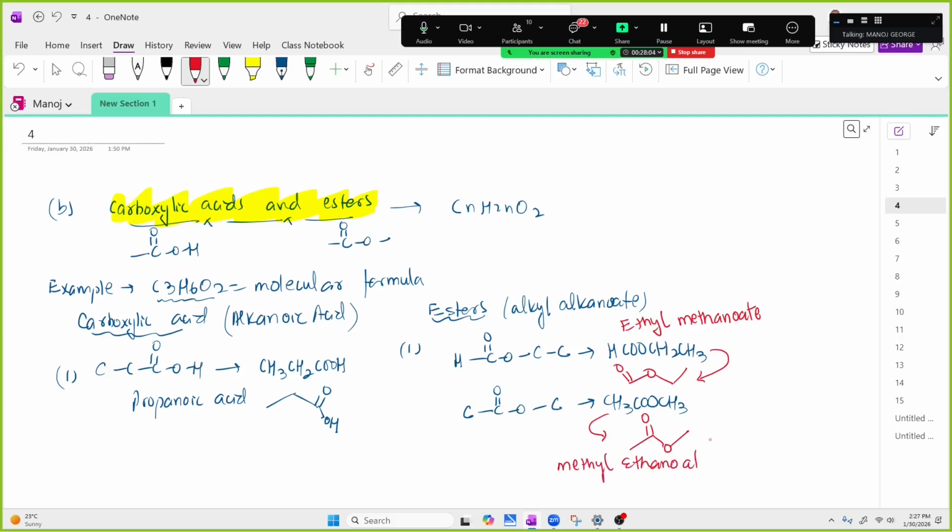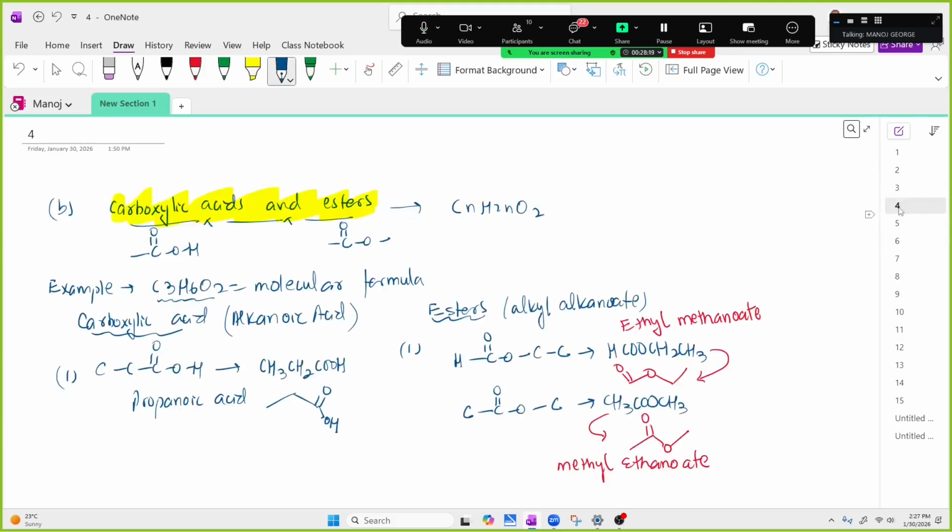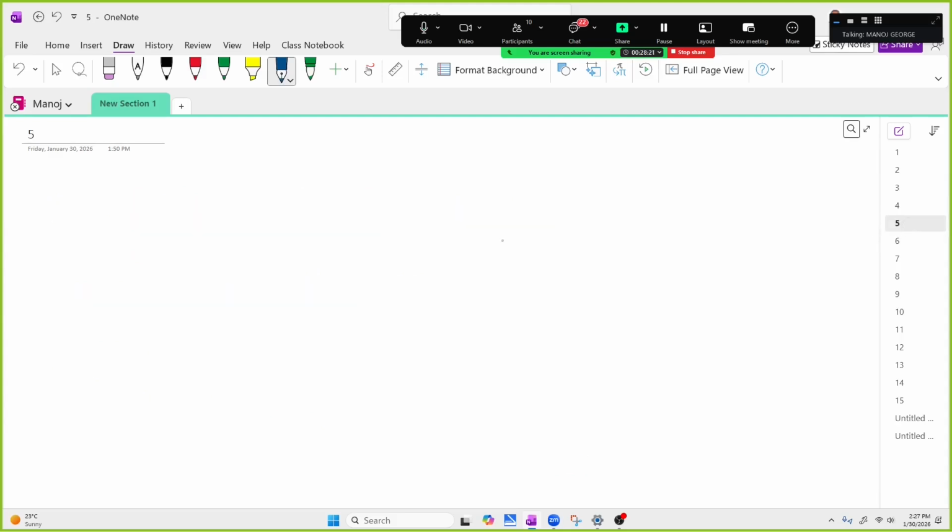Now slightly tougher question. See, this is C3H6O2. Slightly tougher question was C4H8O2. Let's have a look at that one also. It's slightly more tougher. C4H8O2. This is very good example. It has come many times in paper 1 and paper 2. In fact, paper 2 they have asked this independently for 4 marks also.